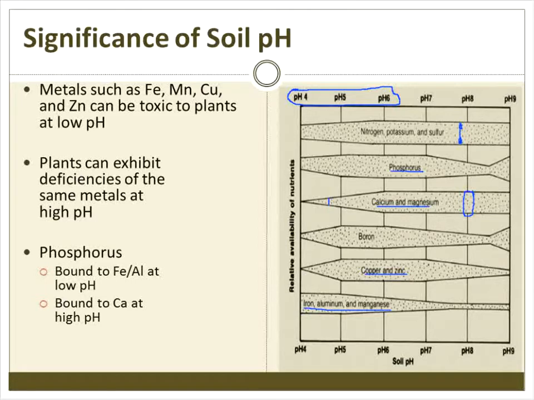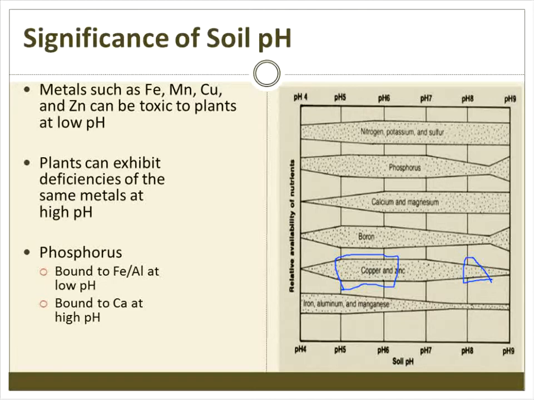So pH, why is it important? Well, just take a look. Copper and zinc can have much higher concentrations in this 4 to 6 range than they have up here in this pH 8 range. That's important because copper and zinc can be toxic to plants. So these are examples of things we can do with pH to minimize the toxicity of copper and zinc to plants.